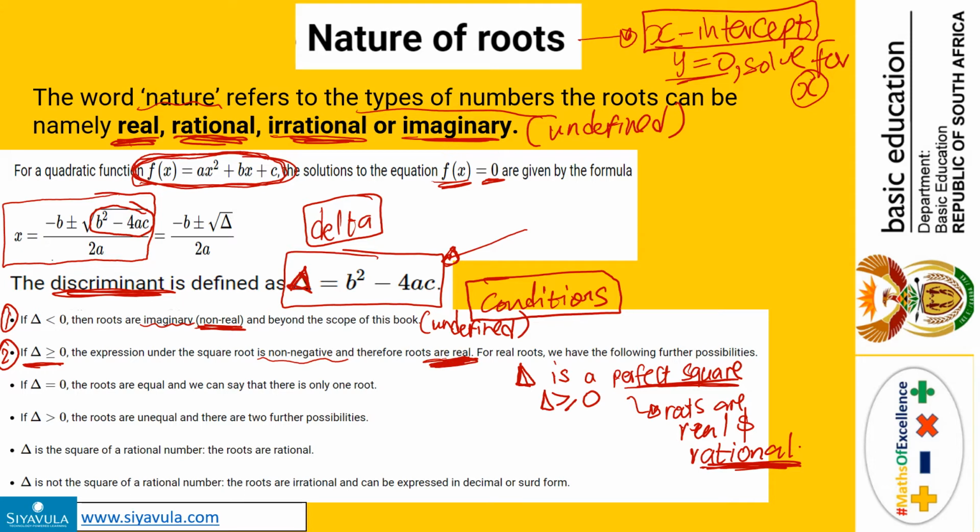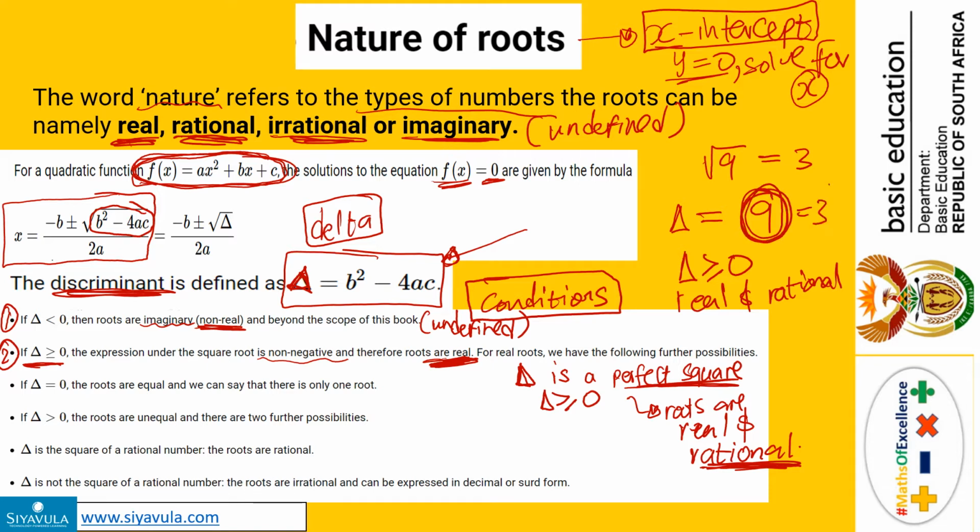But if your delta is now a perfect square, for example, you calculate delta and you get 9. You know that if you take the square root of 9, it will give you 3. It means 9 is a perfect square. So delta is greater than or equal to 0, therefore the roots will be real and rational. Why is it rational? Because our delta is a perfect square, 3 squared.